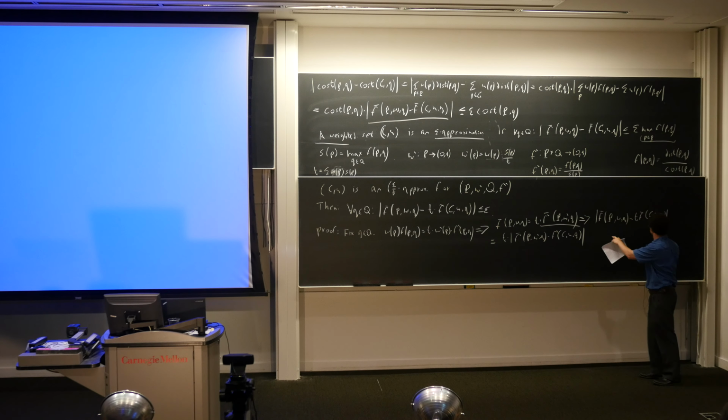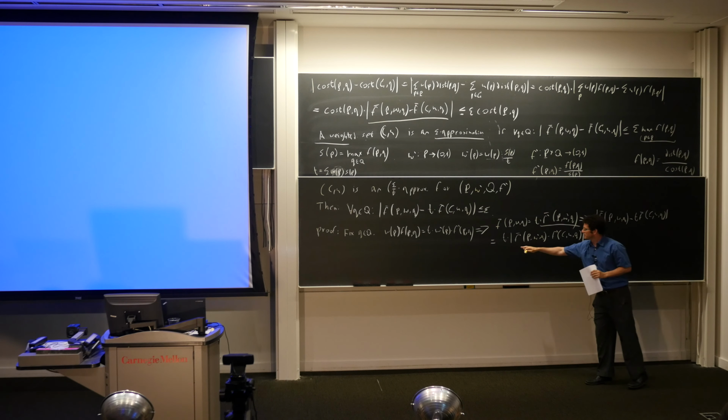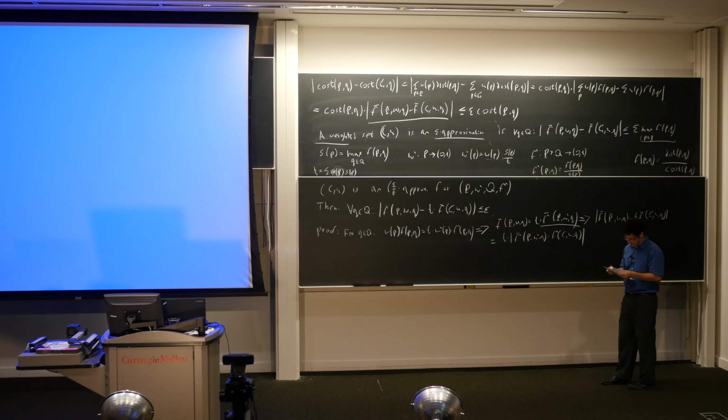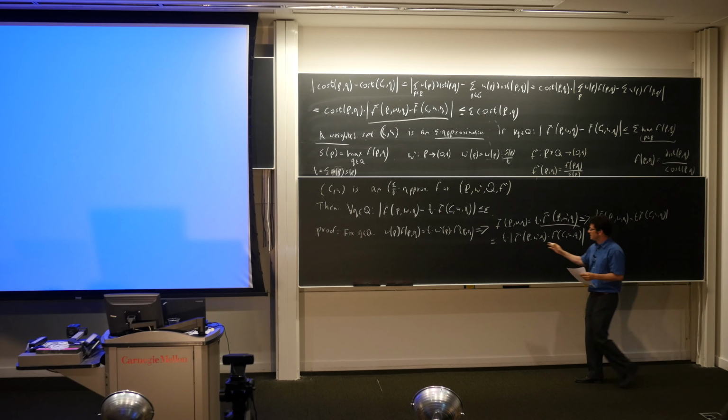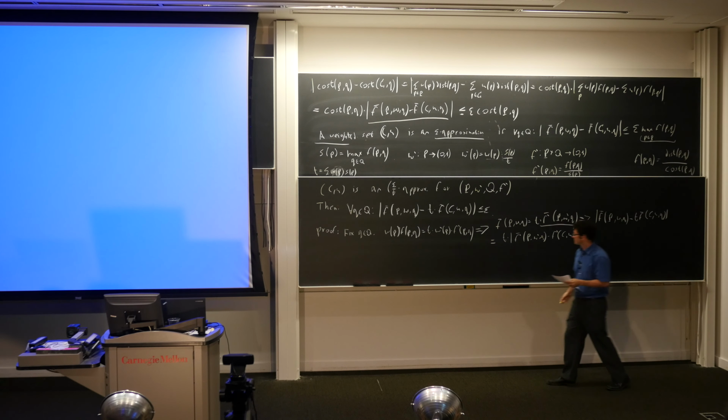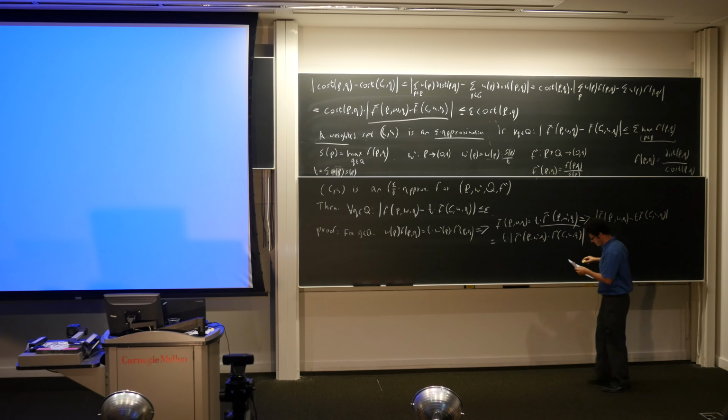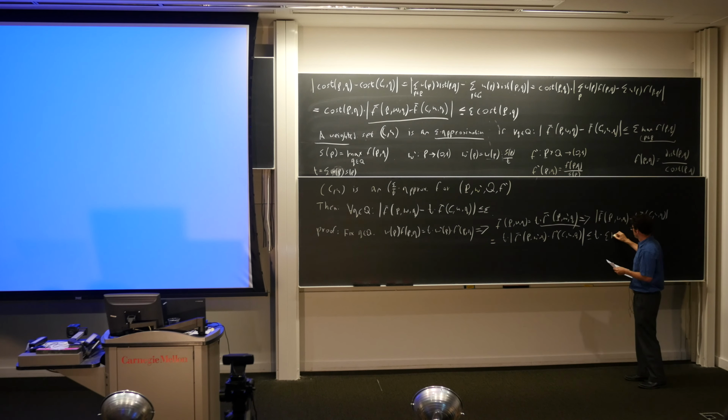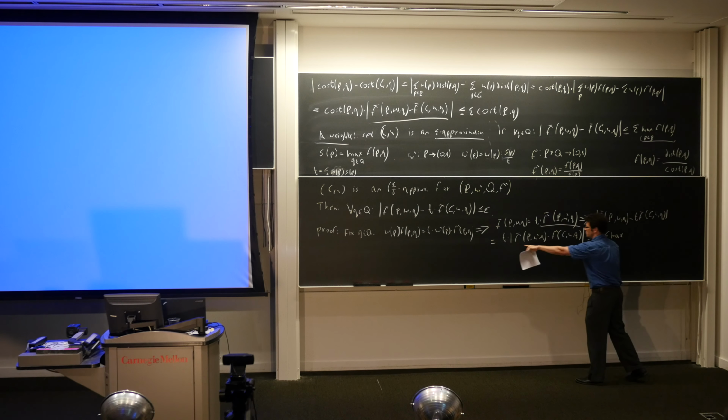So instead of bounding this, we just need to bound this. But we already know that the coreset is an epsilon approximation for this set, for P, W prime, Q. So what is this? This value is less than, I keep the T, but this is epsilon max. This is the definition of epsilon approximation.